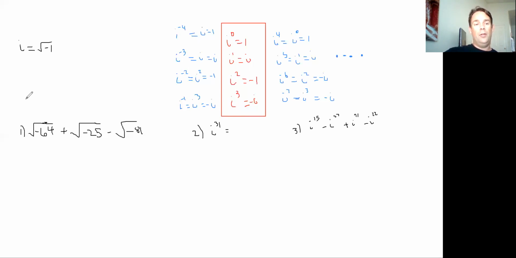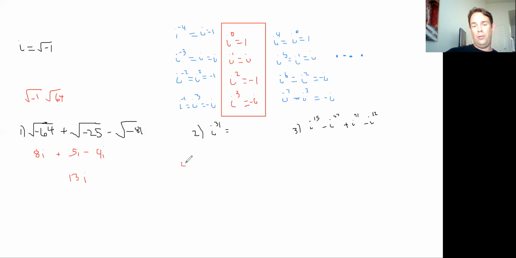All right, here we go. So we said with -64, let's treat this as -1 times the square root of 64. Break these up. The square root of 64 is 8, and the negative makes it 8i. So 8i plus 5i, since the square root of 25 is 5, minus 9i, since the square root of 81 is 9. Combine them all, we get 4i.